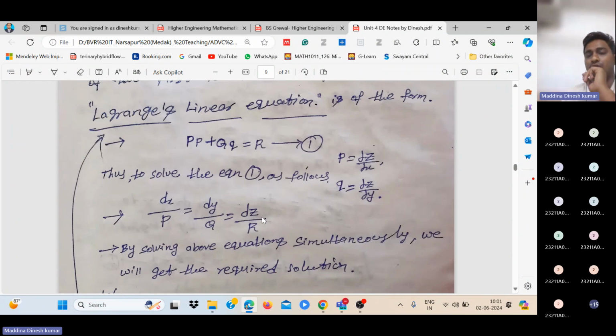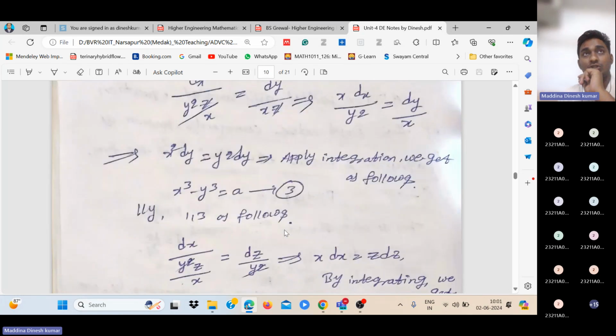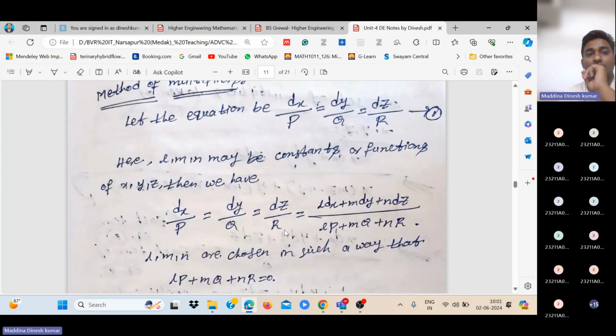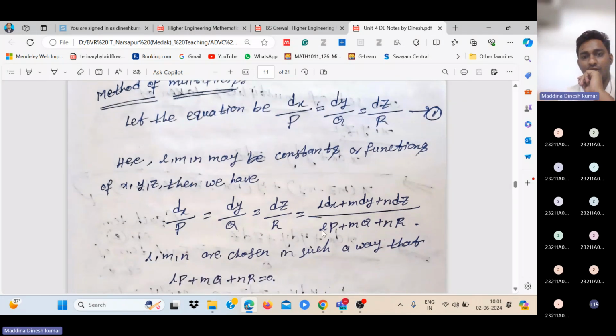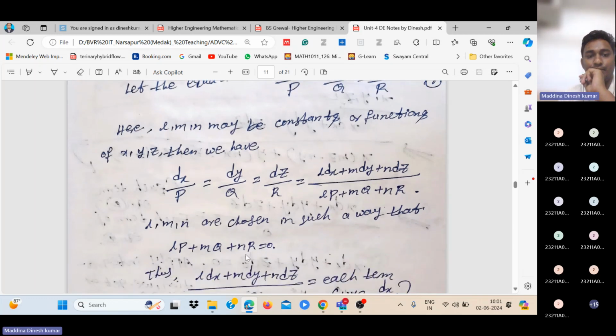Up to now, the problems we solved were those where by equating two fractions we are able to get the solution. But for the problems where by equating fractions we can't find the solution, at that time we will choose multipliers. Generally we randomly name them L, M, N. L, M, N are known as the multipliers. Capital P, capital Q, capital R, we know that.